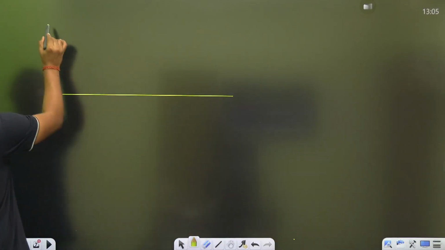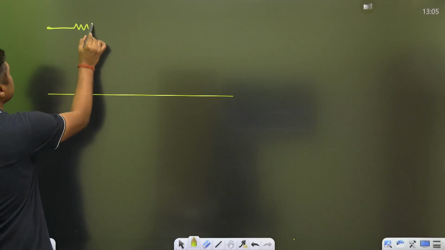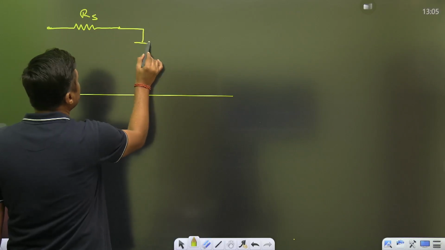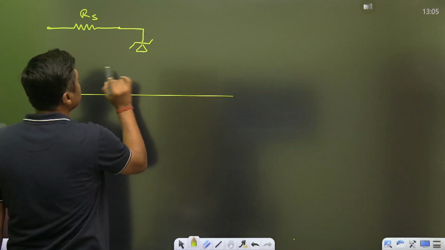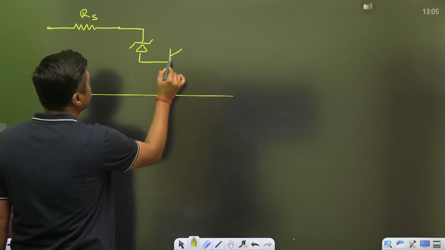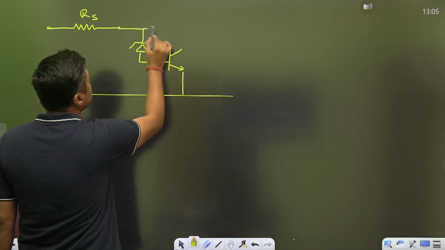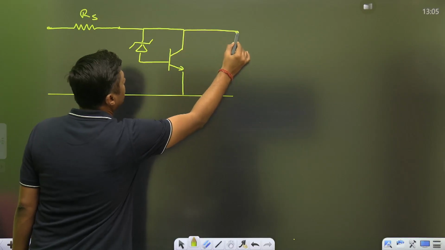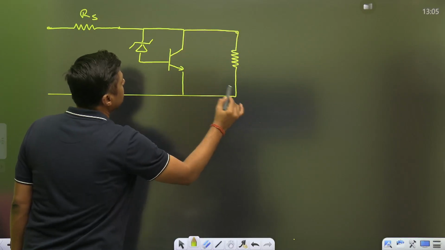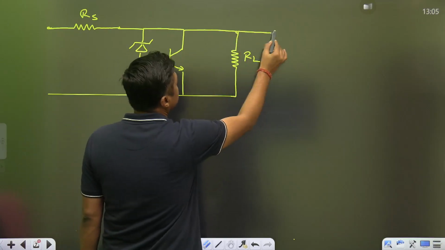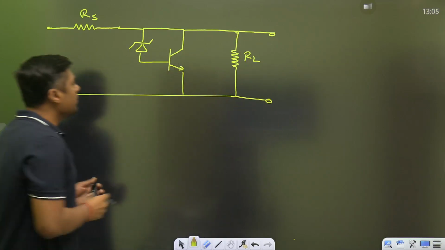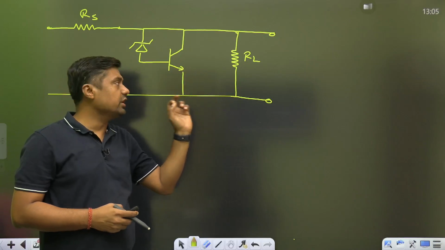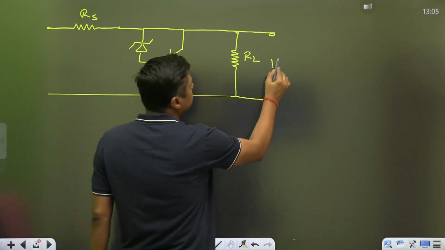Now watch this. Here we are having one series resistor RS. Now here we are having one Zener diode. This is the Zener diode. Now we are having one transistor here. This is connected here and that is the output. Here we are connecting the RL. When we compare with the RL, the transistor is connected in parallel to RL, right? And that's why it is called the shunt voltage regulator. Here we are taking V0.